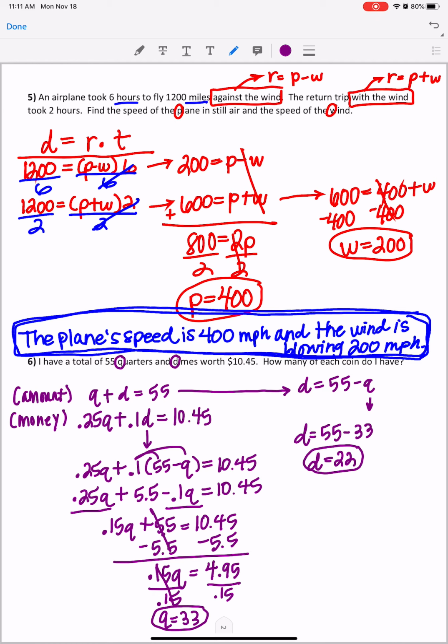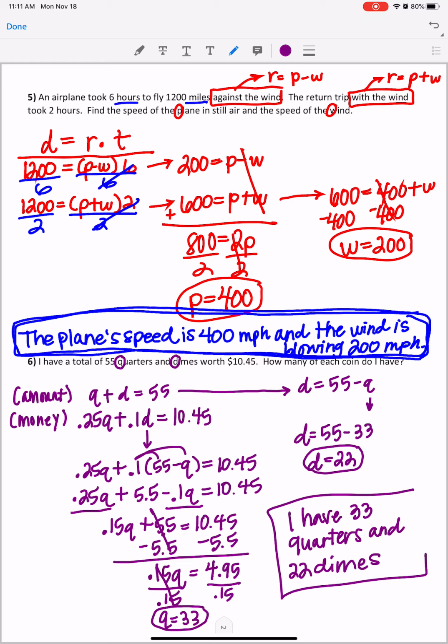So word problems require word answers. How many of each coin do I have? I have 33 quarters and 22 dimes.